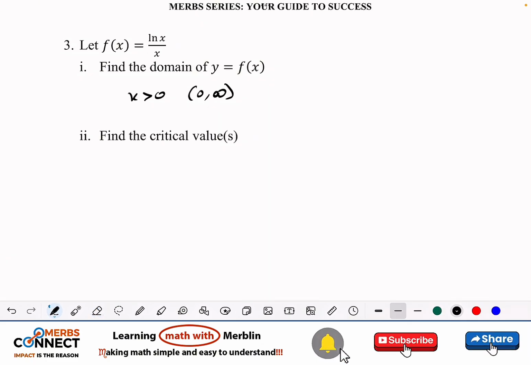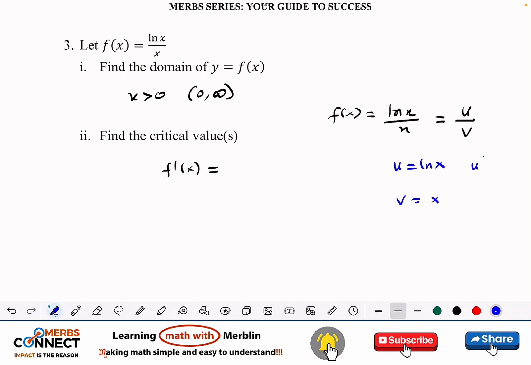Now let's go ahead and do what we wanted to do. We want to find the critical values. So we need to find f prime of x. So this one, we are going to use the quotient rule, right? So for the quotient rule, we have f of x, which is equal to ln of x over x. So I'm going to allocate this one for u and this one too for v. So it means that my u is ln of x and my v is x.